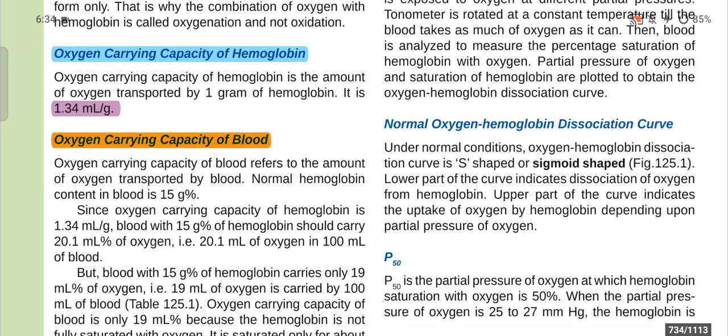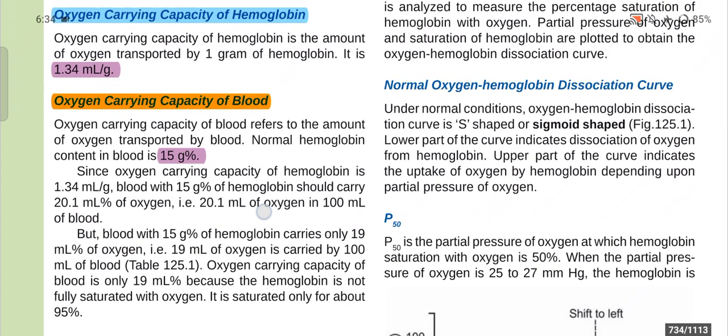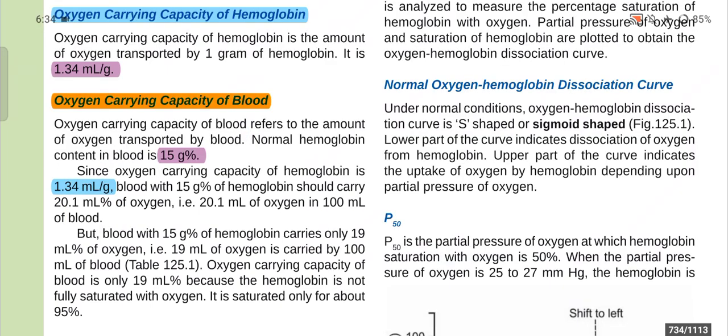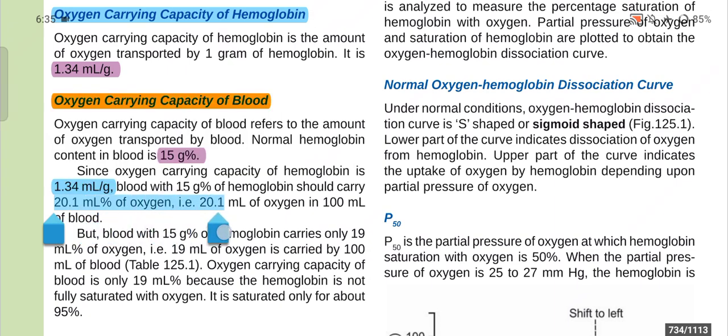Oxygen carrying capacity of the blood refers to the normal amount of oxygen transported by blood. Normal hemoglobin content in the blood is 15 gram percentage, and the oxygen carrying capacity of hemoglobin is 1.34 ml per gram. So blood with 15 gram percent of hemoglobin should carry 20.1 ml percent of oxygen, like 20.1 ml of oxygen in 100 ml of blood. So we can say that 100 ml of blood can carry nearly about 20.1 ml or 20 ml of oxygen.